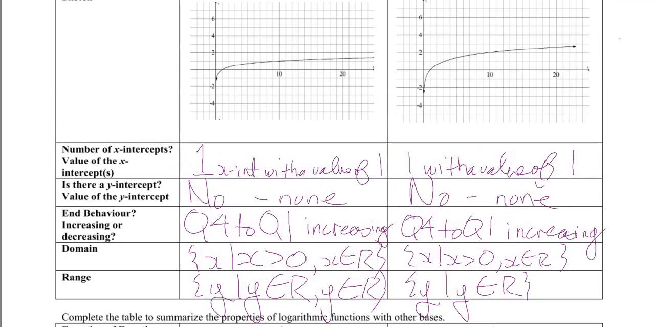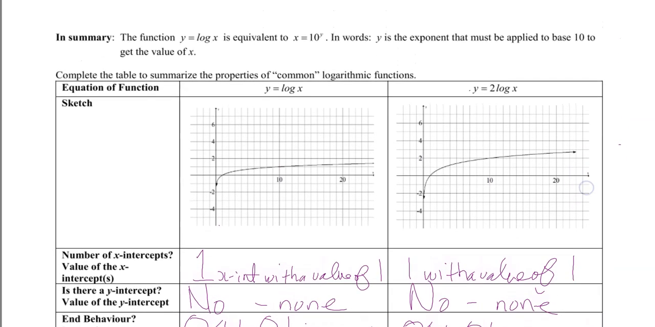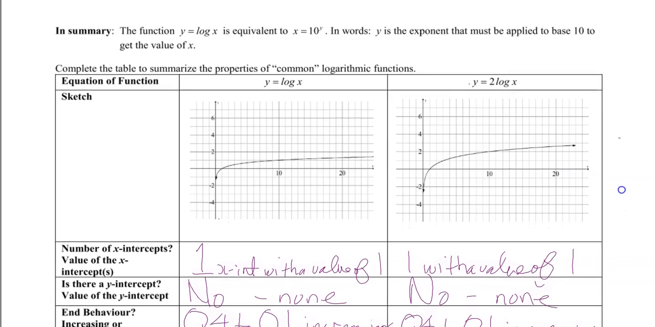So these were common logs, base 10, the unwritten base, right? The base isn't there, it's a base 10. You can use the log key on your calculator. That's a base 10 log. And we'll figure out what the base means and how that affects things as we go through the log unit.